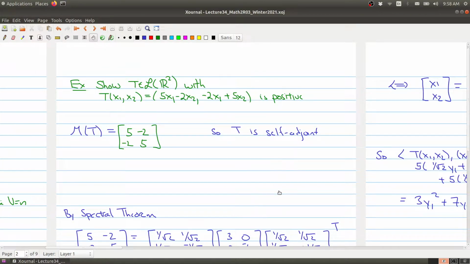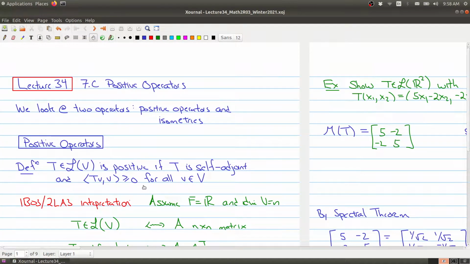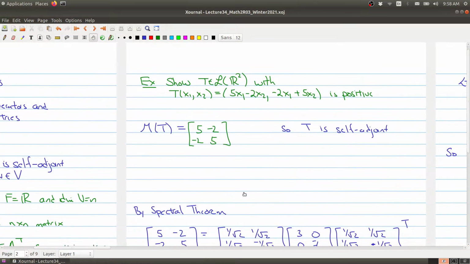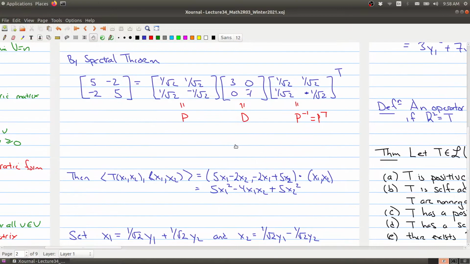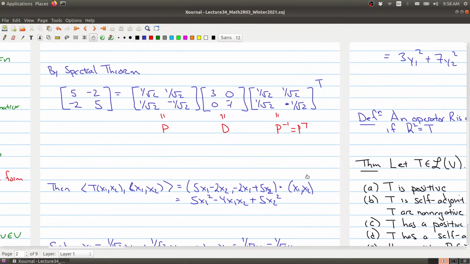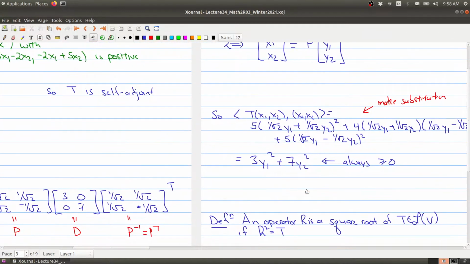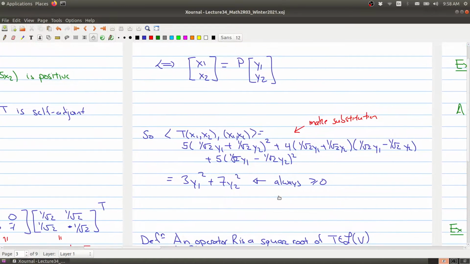So welcome back to part 2 of lecture 34. In the last part, we spent a lot of time looking at just a single operator, and we were trying to show that it's positive directly from the definition that we're given about the operator. And as we saw, it took a lot of work. You had to break it up, and you had to do a substitution, and then from that substitution, you could deduce that it was always greater than or equal to 0.